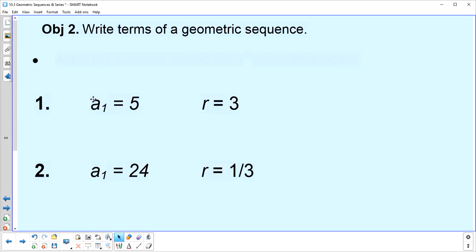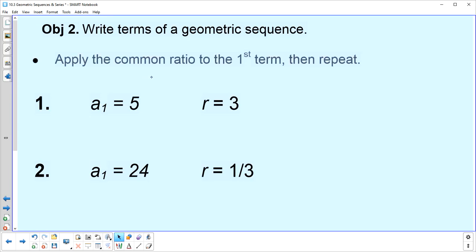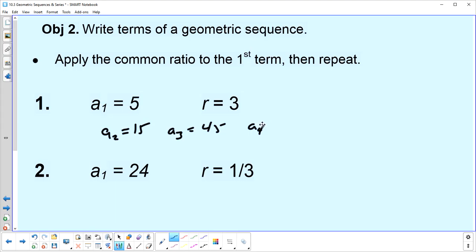If we wanted to write a series of terms, we're just going to apply the same way we did the common difference previously. Now we're going to apply the common ratio, but instead of adding, now we're going to multiply. So a sub 2, we take 3 times 5 would give us 15. A sub 3 then would be 3 times 15 is 45. And a sub 4, we do the same way as 3 times 45.